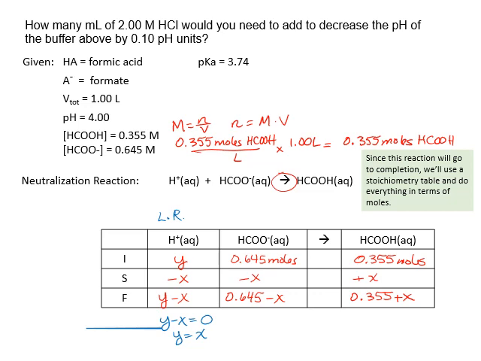Let me go ahead and add a slide here. We know that we want to use the Henderson-Hasselbalch equation to solve for our concentrations. So Henderson-Hasselbalch says that the pH is going to be equal to the pKa plus the log of the ratio of the A minus concentration to the HA concentration. The pKa of the formic acid was 3.74, so we can put that in.